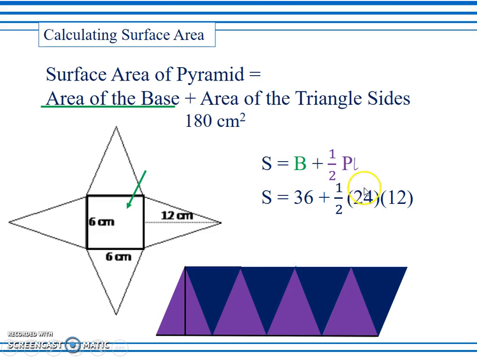And 24 is our perimeter. So all the way around the square, the perimeter is 24 centimeters. And 12 is our lateral face height, or our slant height. So we get 36 plus 144, which is exactly what we got when we just did the area of the triangle sides. And so we get a total the same of 180 square centimeters.